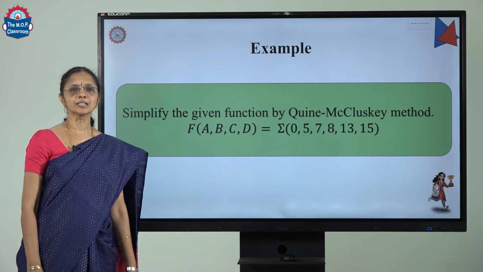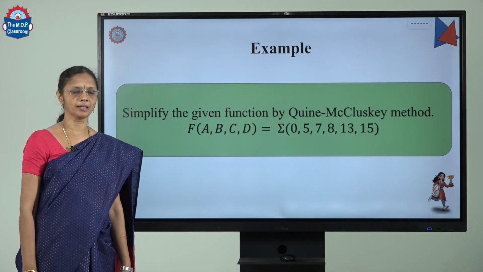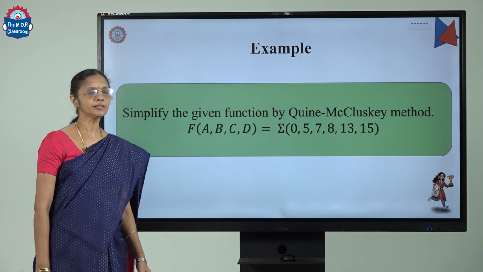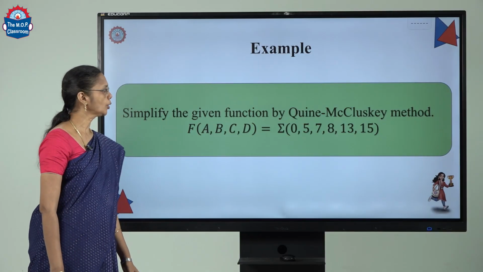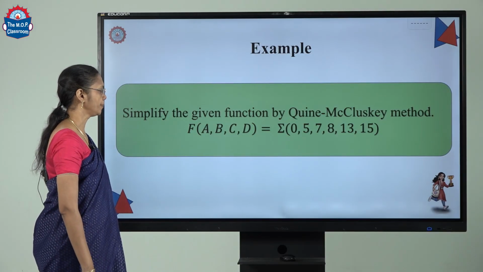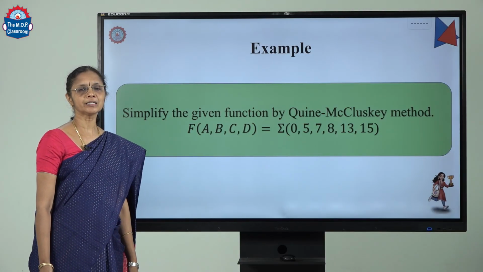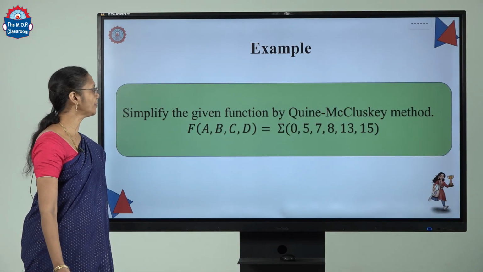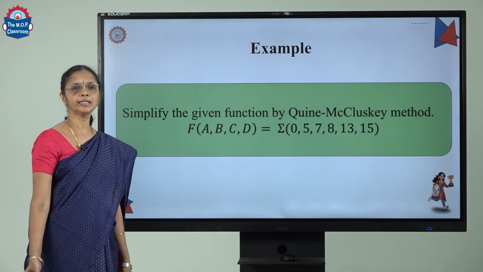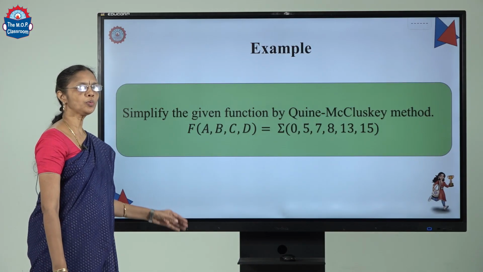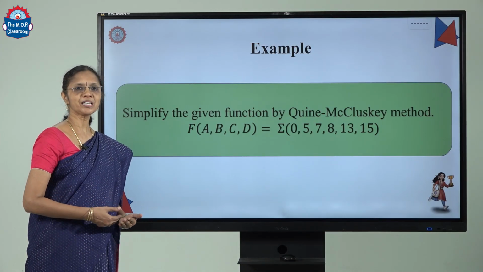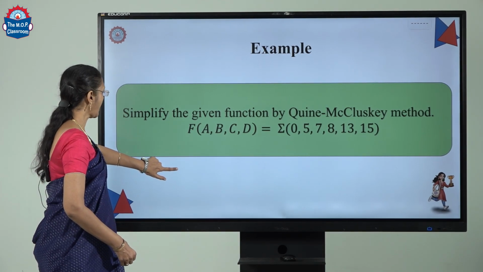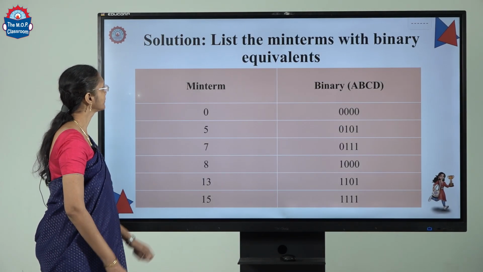Let us just see this with the help of an example. The example says we have to simplify the given function by the Quine McCluskey method: f of a, b, c, d equal to summation 0, 5, 7, 8, 13 and 15. Now we shall see as a step-by-step procedure how to solve this using the tabulation method.